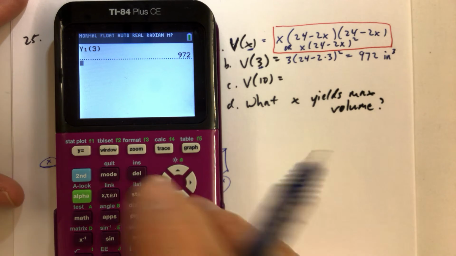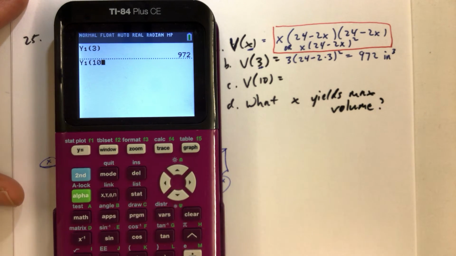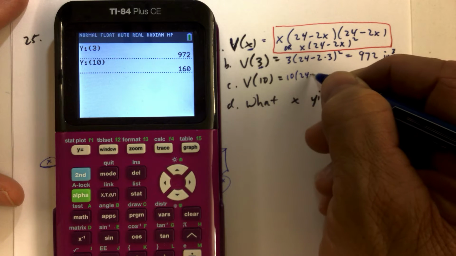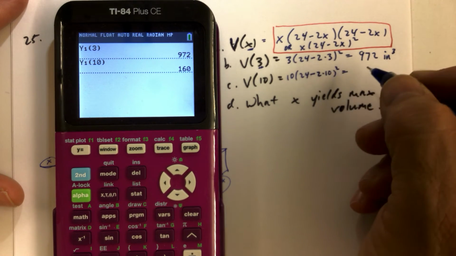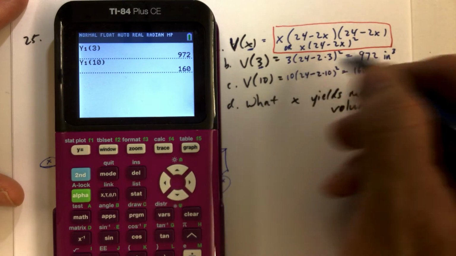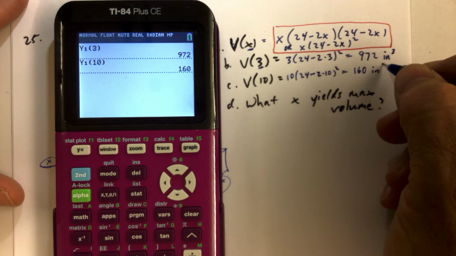And then we could also evaluate the volume function when x is equal to 10. So we would want to replace x with 10. So 24 minus 2 times 10. You can just write it like that, and then just type it into Desmos. Do v of 10, and as soon as you type in the 10, it should just pop up as 160.